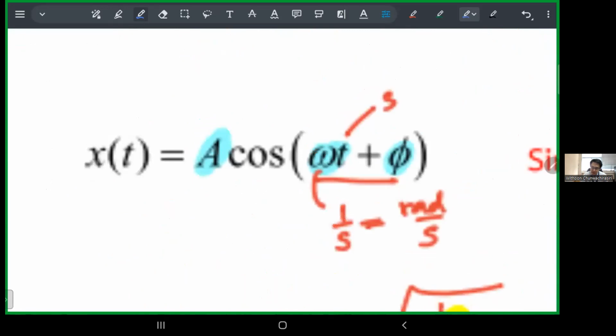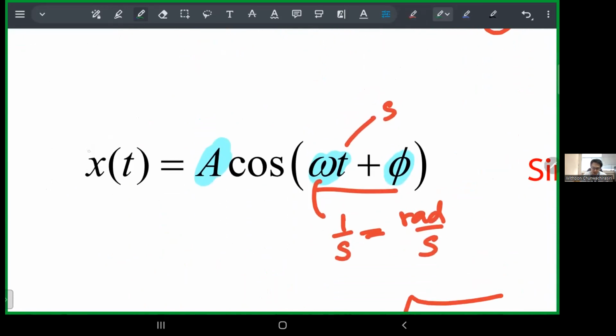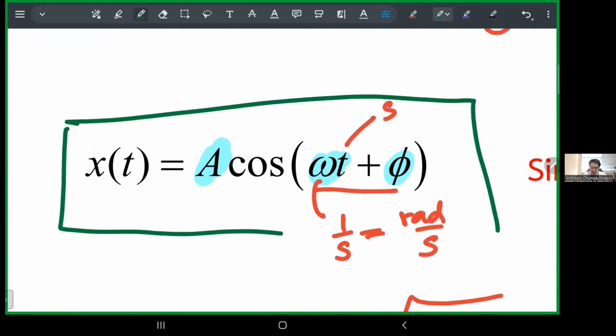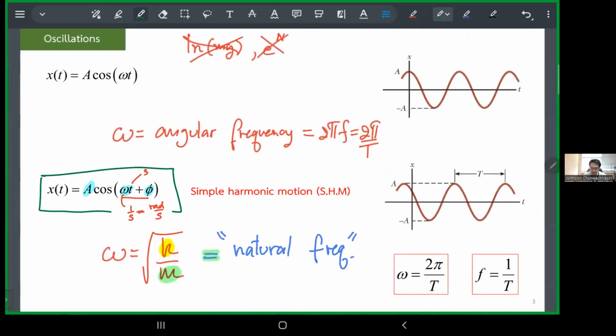This is it. This is the solution of our equation of motion: A cosine omega t plus phi. And that is simple harmonic motion. You might be wondering, why is it named that? Why do you call this simple harmonic?